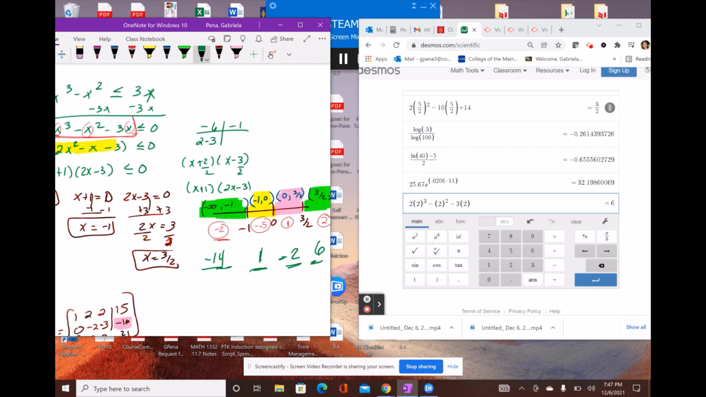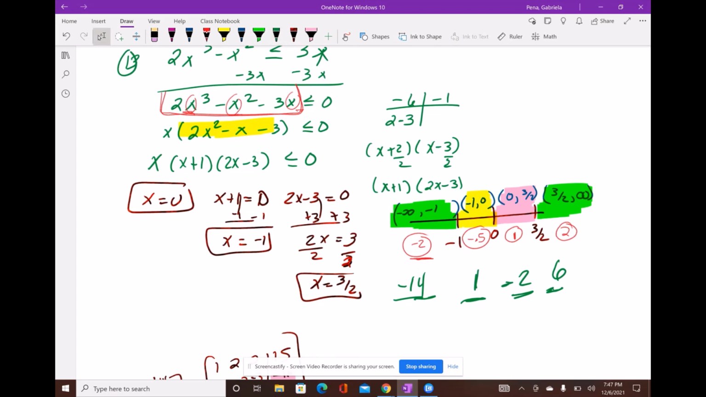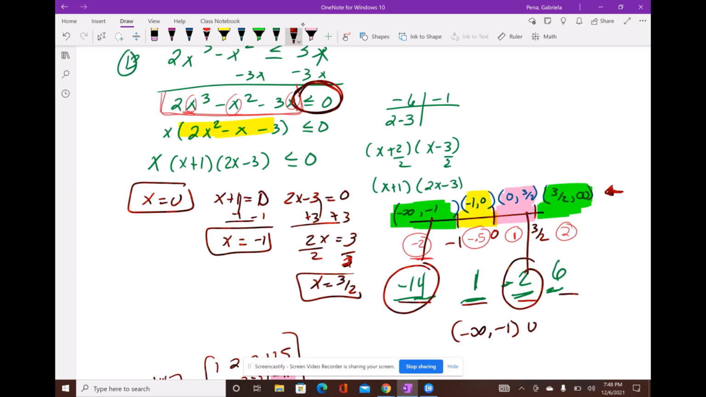So you just plug it into the equation. That's it. It's nothing new. You pick a testing number in between these intervals. Your answers are going to be one of these intervals. But what does this statement say? Anything that is less than or equal to 0. Looking at these 4 numbers, which are less than or equal to 0? Negative 14, negative 2. Which are their intervals? Negative infinity to negative 1 and 0 to 3/2.